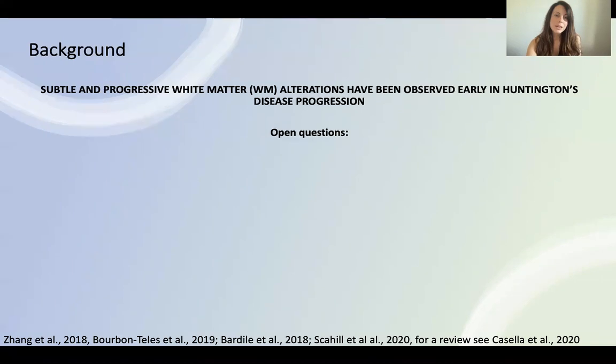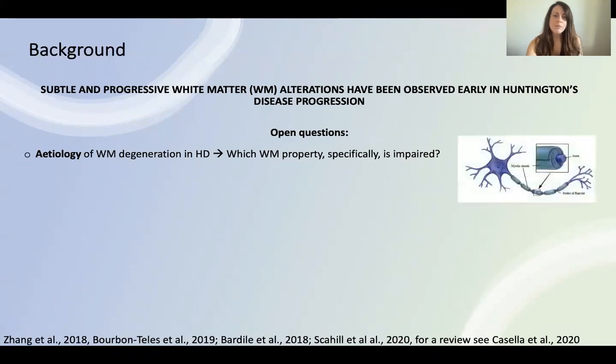I was particularly interested in understanding a little bit more about the etiology of white matter changes in HD. Specifically, we know that white matter is made up of both myelin and axons, and so we don't know whether myelin, axons, or both are impaired in HD. I was also interested in understanding a little bit more about the role of white matter changes in HD pathogenesis and progression. Why should we care?